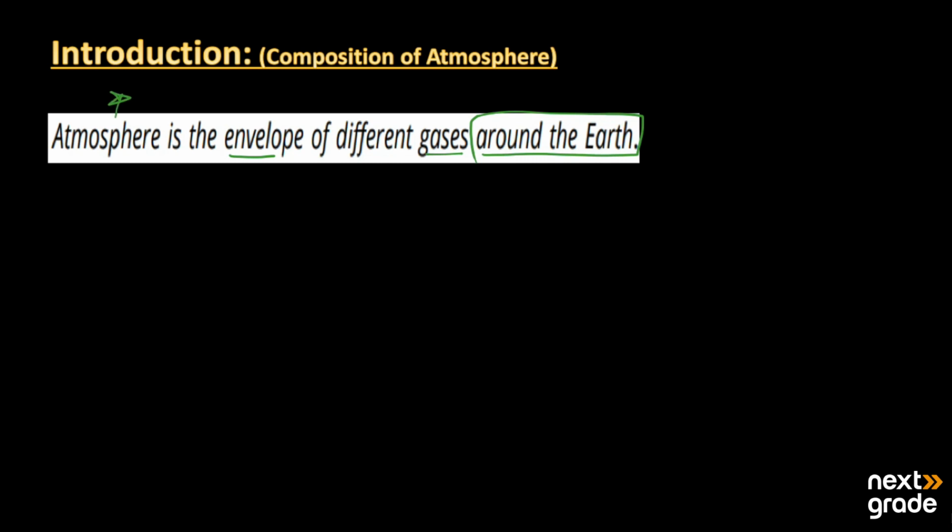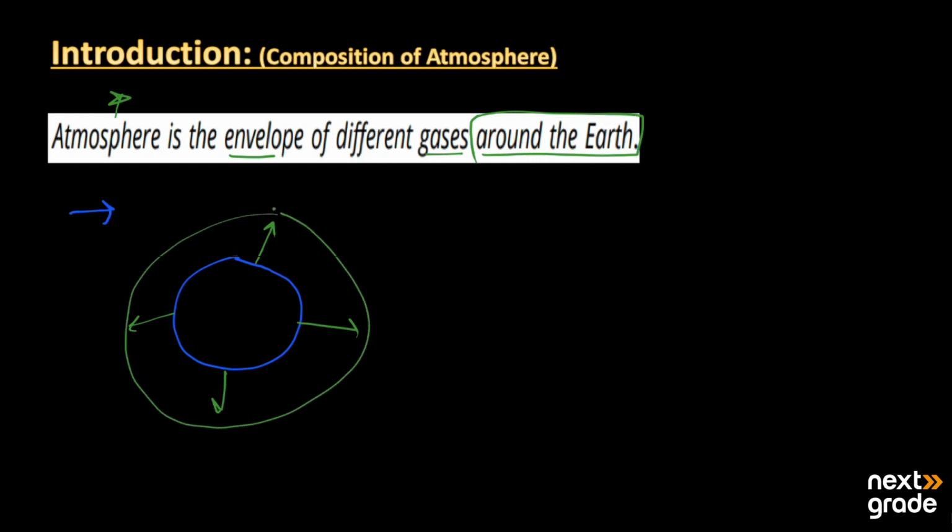When we look at its extension, it extends continuously from the Earth's surface to the outward boundary. For example, this is the Earth surface and it extends outside from its boundary. This is basically making up our atmosphere. Now, 99% of the atmosphere's mass lies within 30 kilometers. For example, here we have the 30 kilometers.